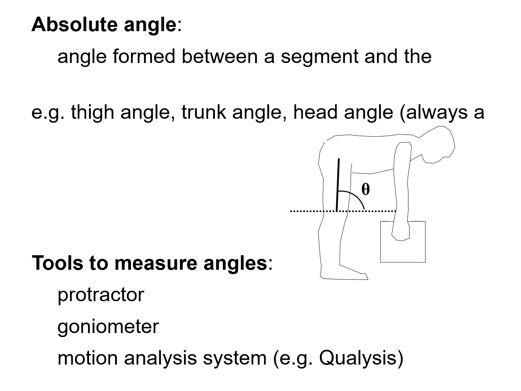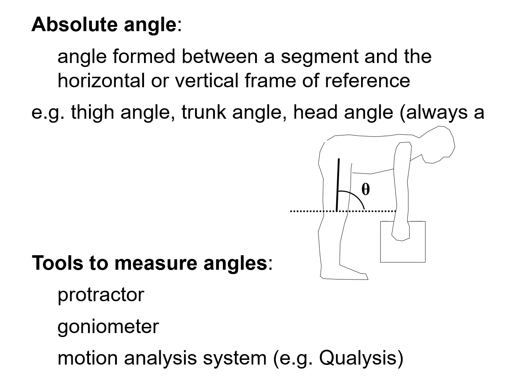Then we have absolute angles, which are angles formed between a segment of the body and a horizontal or vertical frame of reference. So we can look here at the thigh angle or trunk angle, and here we can look at the angle between our thigh and, let's just say, this imaginary horizontal plane right here. If we're looking at picking up a box, we have this almost 90-degree angle. If we wanted to be very specific, we'd be looking at an angle of the hips to our horizontal plane. This is one of the things we look at.